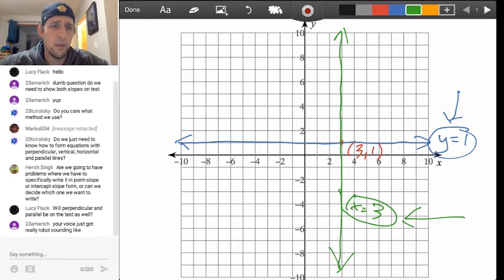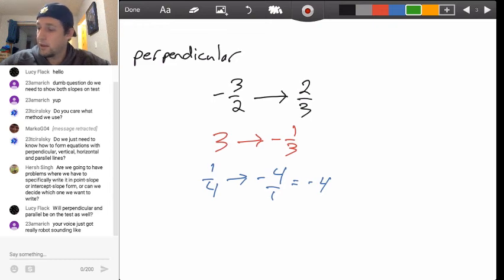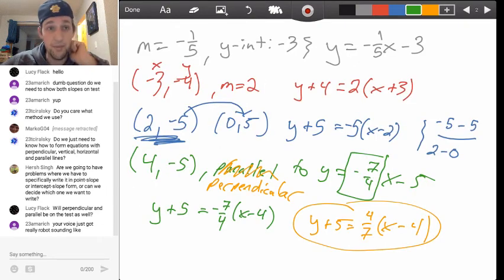Answering those last second questions, Tali asked, do we need to know how to form equations with perpendicular, vertical, horizontal, and parallel lines? So pretty much, Talia, these 1, 2, 3, 4, 5, if you include the yellow one that we went over, that's most of it. Okay, I guess I could ask you about horizontal or vertical too.